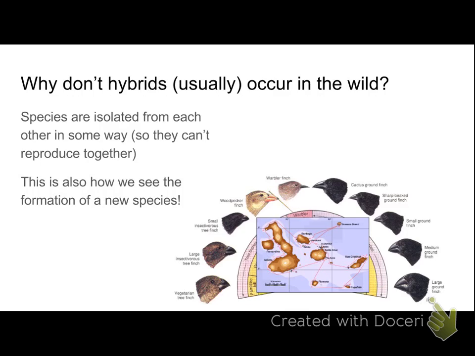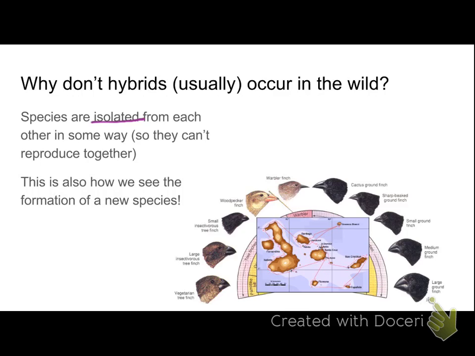Okay, so why don't hybrids usually happen in the wild? Because species are isolated. What does it mean if you're isolated? What does it mean if I isolate you? I put you in isolation. You don't see anybody. We send you off to the special room. They don't have a special room anymore. When I was a kid, they had a special room. It's like a closet under the stairs like Harry Potter lived in.